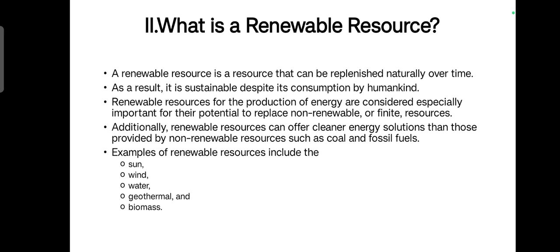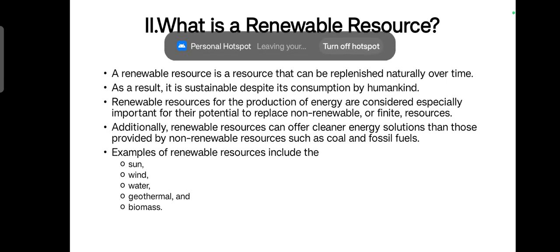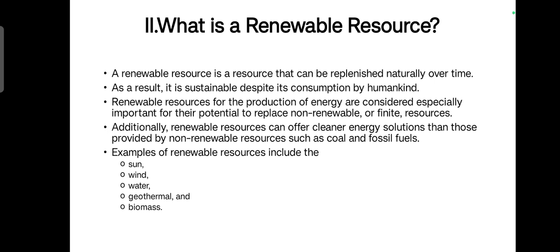What is a renewable resource? A renewable resource is a resource that can be replenished naturally over time. As a result, it is sustainable despite its consumption by humankind. Renewable resources for the production of energy are considered especially important for their potential to replace non-renewable or finite resources. Additionally, renewable resources can offer a cleaner energy solution than those provided by non-renewable resources such as coal and fossil fuels.